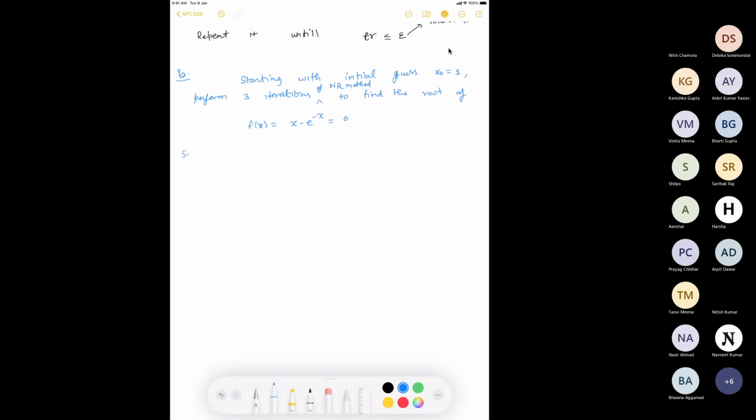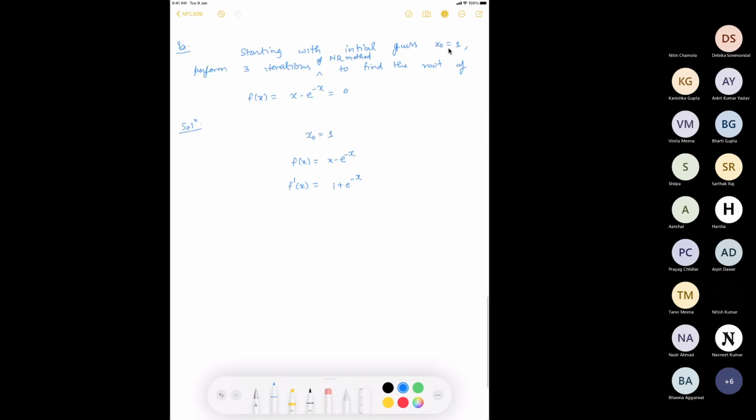Okay, so it's a direct question. You have been given x naught equal to 1, and so we can simply compute the derivative of f(x). So f(x) is given to be x minus exponential of minus x, and we know that this is a differentiable function. So its derivative is 1 plus exponential of minus x. So you can find the first iterate, which is going to be x naught minus f(x naught) divided by f prime of x naught. So you can simplify this because you already know x naught equal to 1.